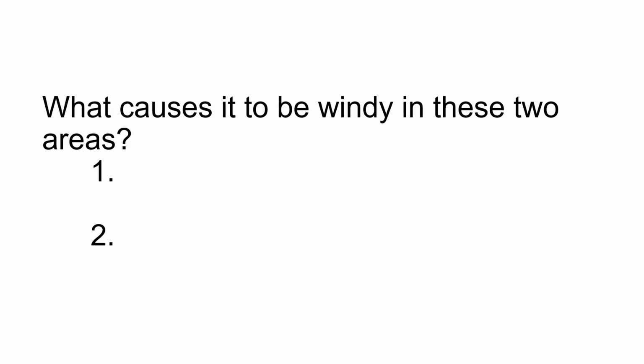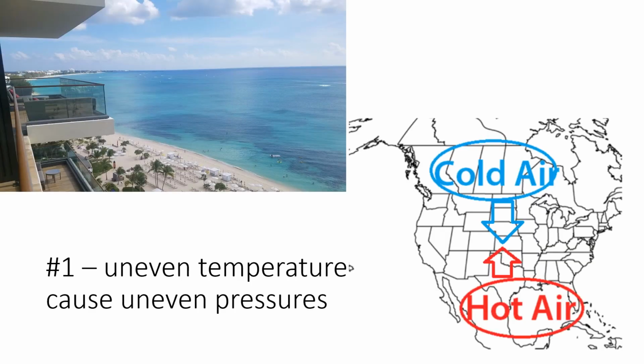Well, let's explain why. What causes it to be windy in those two areas specifically? First of all, unequal temperatures cause unequal pressures, which causes wind. So in the middle part of our country, we get a lot of unequal temperatures, hence unequal pressures, because that's where the cold and hot air masses tend to mix, and you're far away from the water. However, along the coast, the land and the water are always going to have different temperatures. Hence, they're always going to have different pressures, and that's going to cause wind, which tends to make areas near the coast windy. That's the first reason.